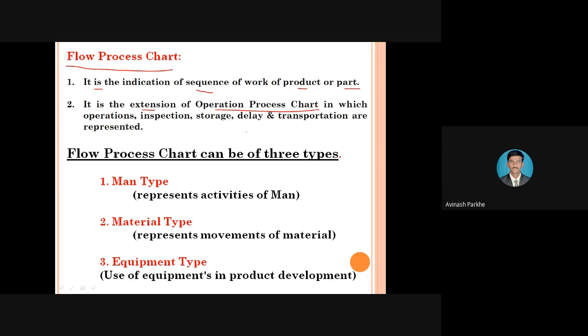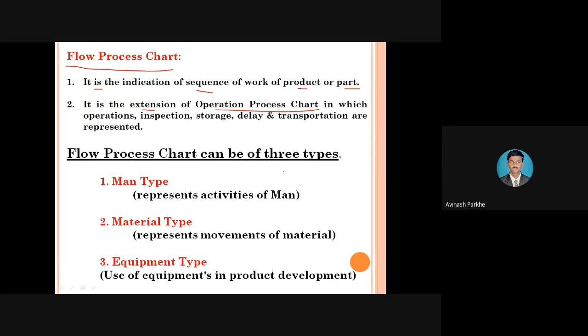In the operation process chart, only operations and inspections are represented. But in the case of a flow process chart, along with operation and inspection, the storage, any delays that happen in the operation process, and the transportation of the material from one location to another location, all such types of activities are represented by using the flow process charts. Therefore, it is called the extension or the application of the operation process chart.